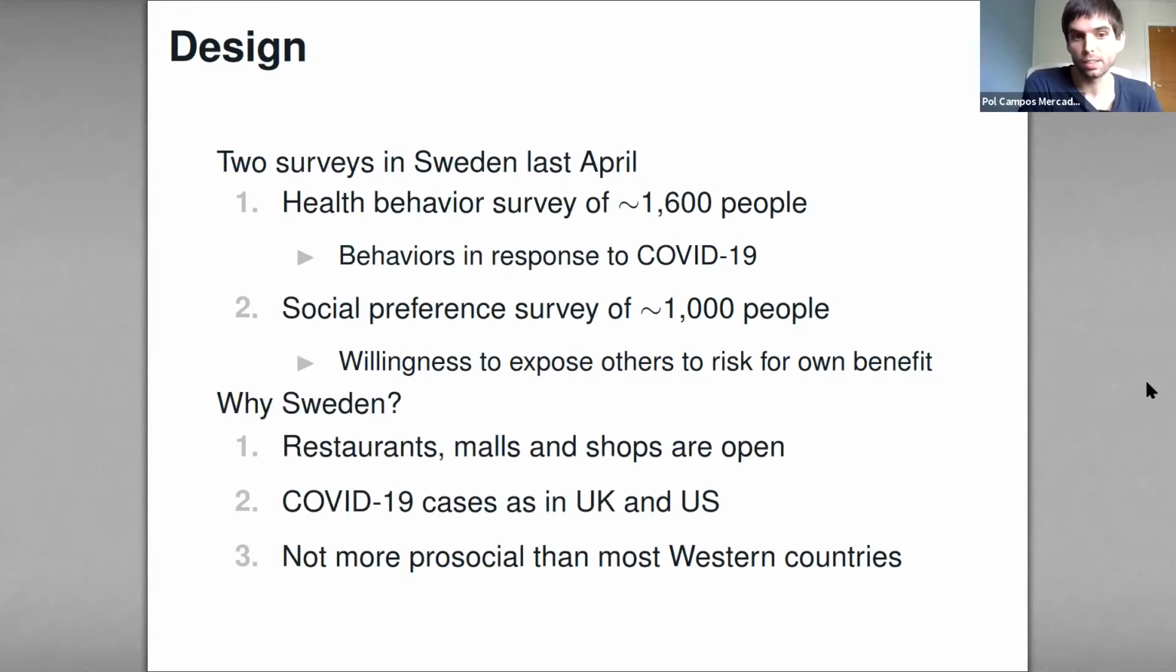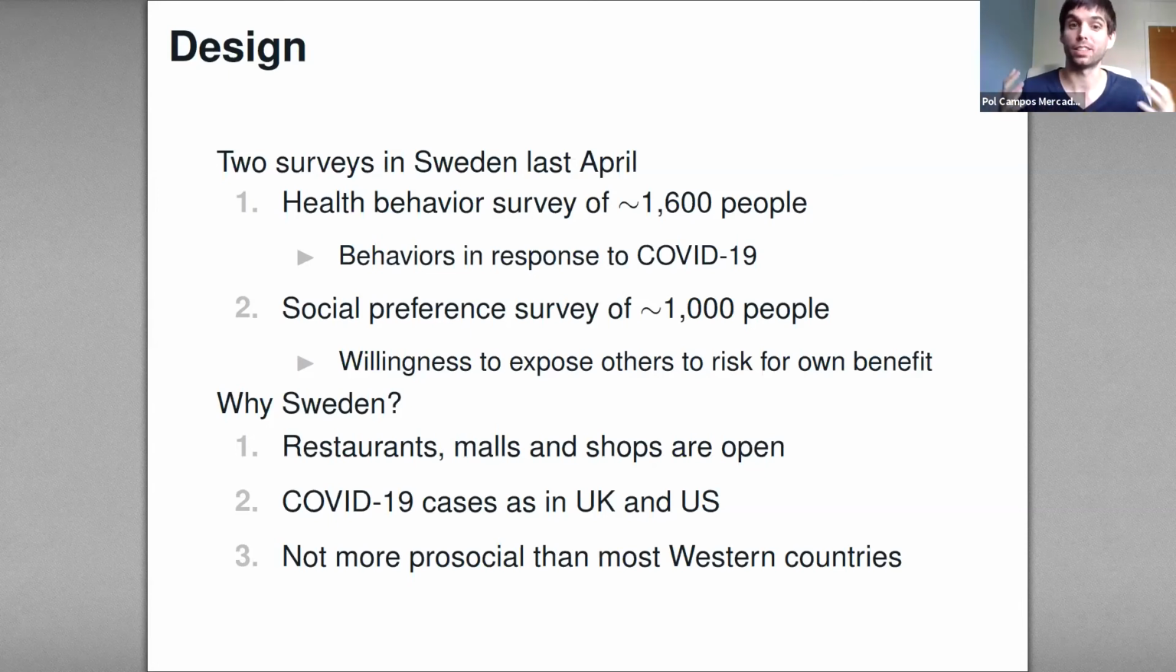Mainly for 3 reasons. First, as is very well known, during the outbreak in Sweden, everything remained open. Restaurants, malls, shops, schools, workplaces, everything was open. And the Swedish health authorities were relying on people's behavior to control the pandemic and not on regulations.